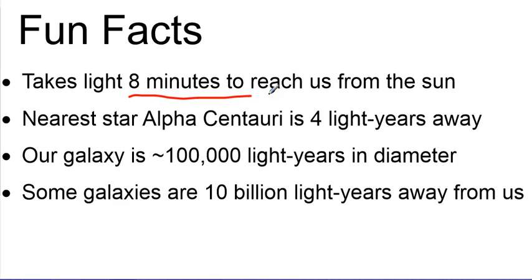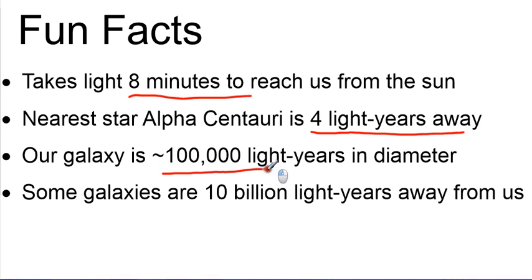Also, gravity operates at the speed of light as well. And so if something were to happen to the sun, we would not feel it on the Earth for 8 minutes, when the Earth would go dark. The nearest star to us is Alpha Centauri. It's about 4 light years away. So it takes light 4 years to reach us. So the light that we see today was actually produced 4 years ago.